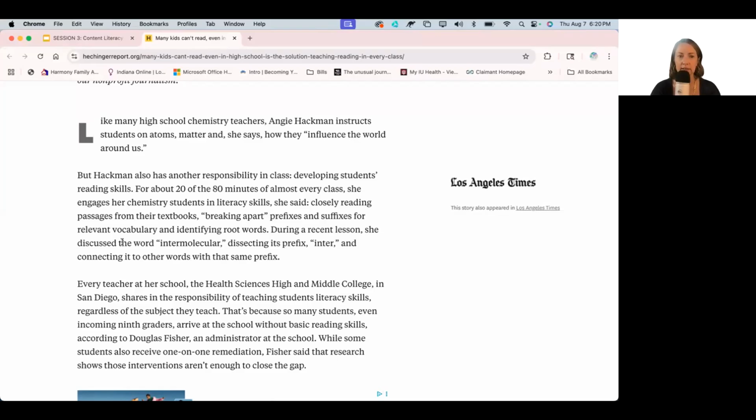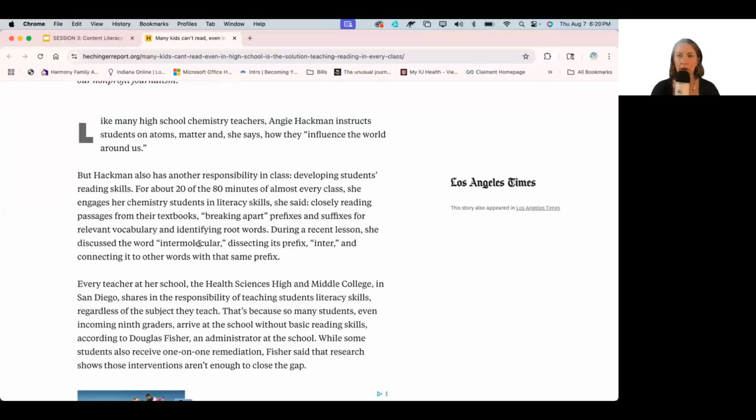During a recent lesson, she discussed the word intermolecular. Let's all say that word, intermolecular. If you notice the prefix on that word, what would the prefix of this word be? In is a prefix, but if we can actually expand that a little bit more, inter is the full prefix on that word.